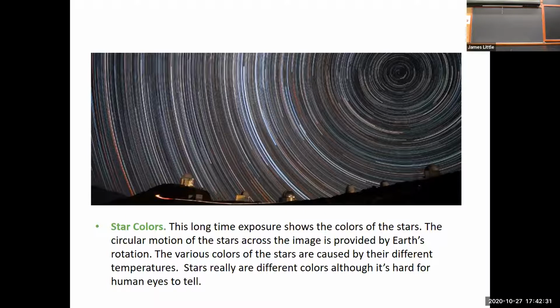And there are some stars that are so cool that they are emitting primarily in infrared. And some stars that are so hot that they're emitting primarily in ultraviolet. Although if you're emitting in ultraviolet, you're also emitting a ton of visible light. So they're highly, highly visible to the human eye.